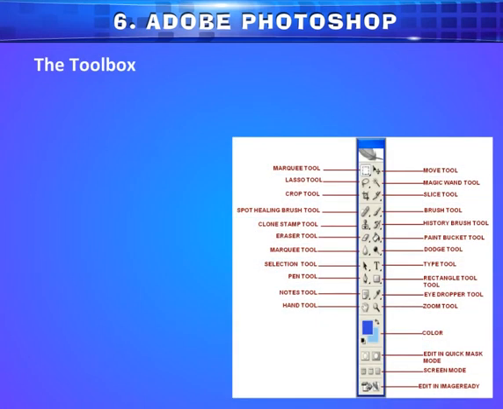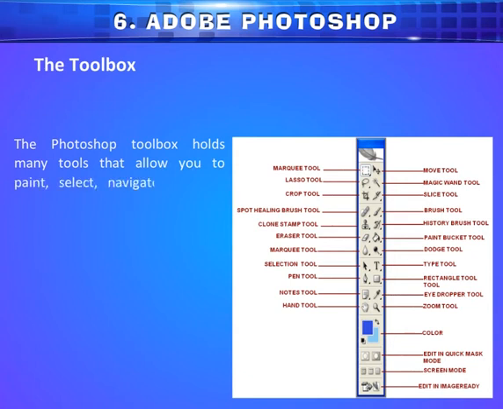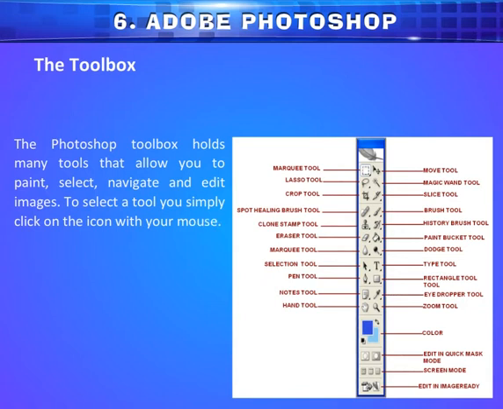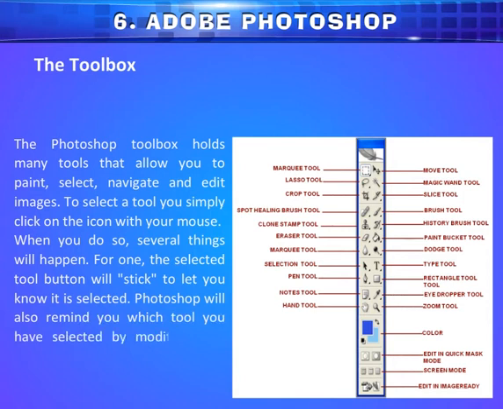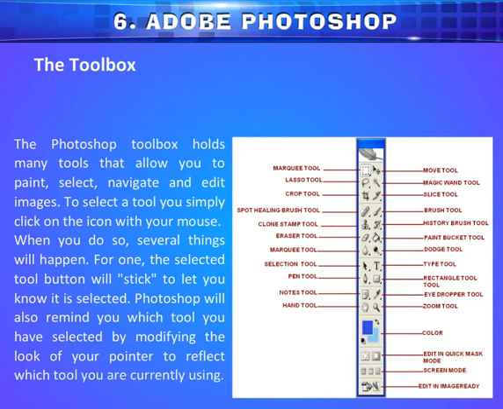The toolbox. The Photoshop toolbox holds many tools that allow you to paint, select, navigate, and edit images. To select a tool, you simply click on the icon with your mouse. When you do so, several things will happen. For one, the selected tool button will stick to let you know it is selected. Photoshop will also remind you which tool you have selected by modifying the look of your pointer to reflect which tool you are currently using.